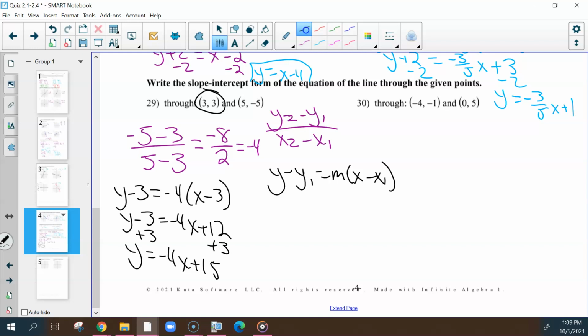Is 15 the F or the B? It's the B. The B.